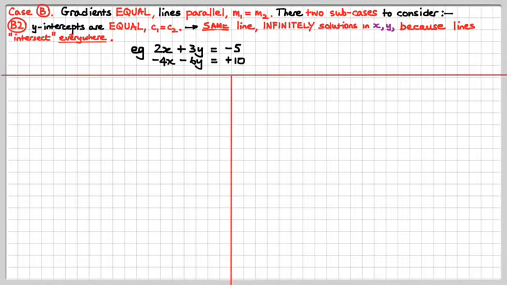This is where the gradients were equal again, but this was the case where the y-intercepts are also equal. They're the same. So it's the same line, and we have infinitely many solutions in x and y because the lines are on top of each other. They're basically intersecting everywhere. So if we have a look at this case here, this looks a very, very likely customer for what we've just been talking about, okay? Because if you look at them, guys, if you cast your beady eyes upon this creature, this equation here is exactly the same as this equation here. This second equation is the same as that equation there because it's just this equation multiplied by -2.